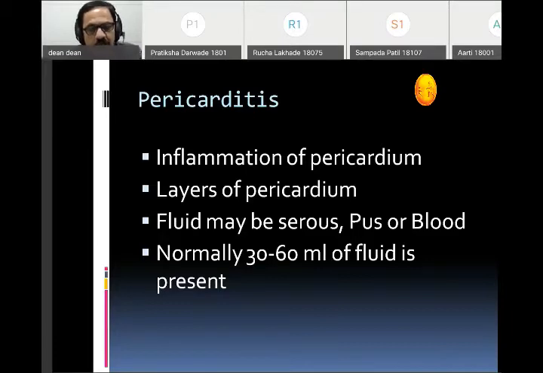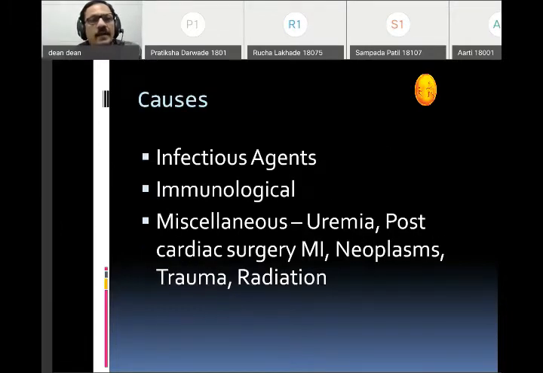But if 250 ml of fluid accumulates within a few hours, it will cause cardiac tamponade. The heart will stop. So always remember, normally there is about 30 to 60 ml of fluid in the pericardium. Above that, it will lead to either effusion or pericarditis. Now, what are the causes? We will see one by one.